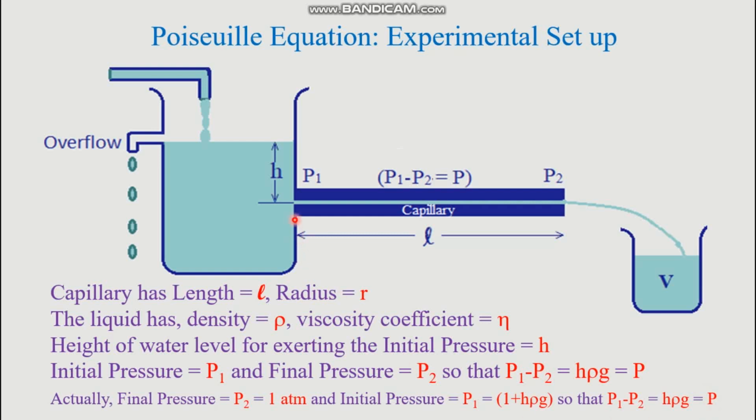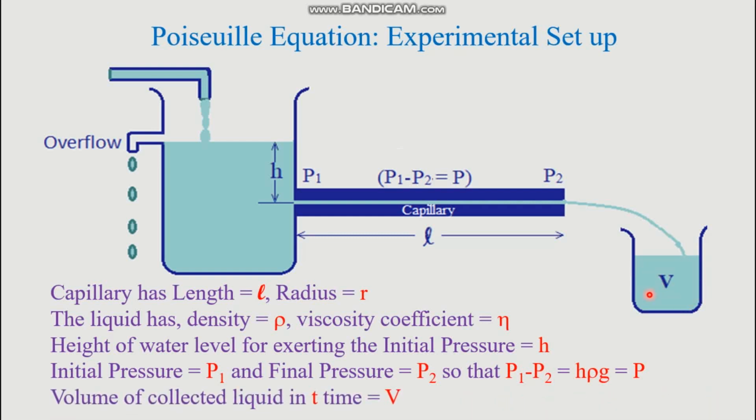Now, after some time t, when the liquid is passing through this capillary, this liquid is collected in yet another container. It may be a beaker this time. And the volume of the liquid which is collected after some time t is V.